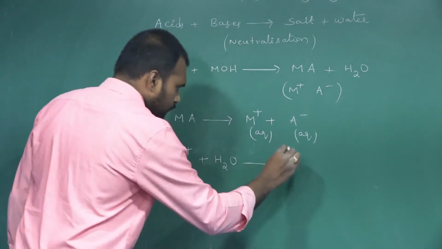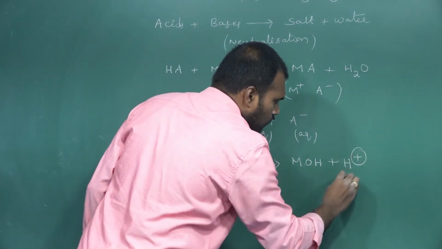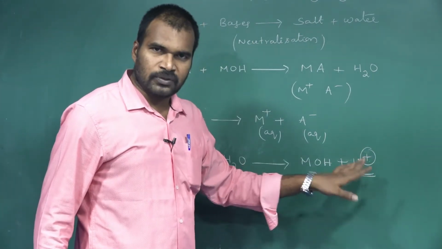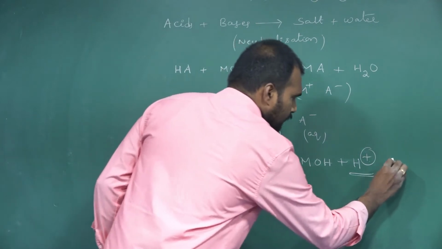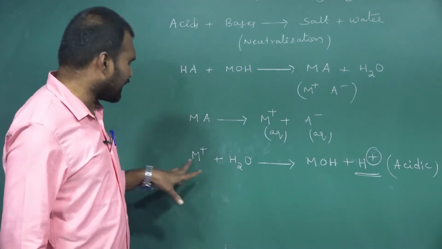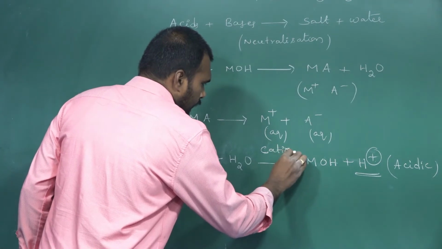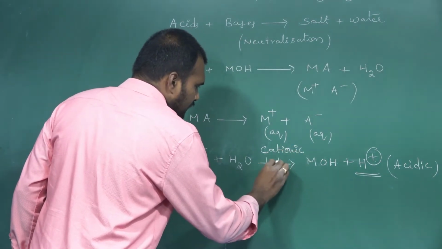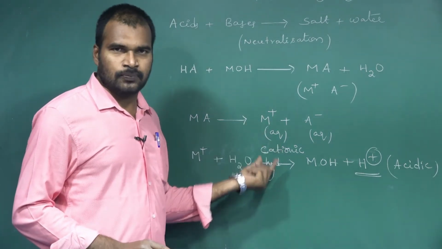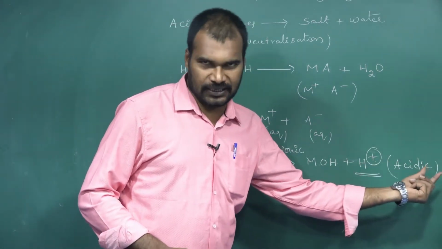They generate MOH and they liberate H+ ions into the solution. Okay, if they liberate H+ ions into the solution, then the resulting solution becomes what? Acidic. So which ion is undergoing hydrolysis here? Cation. So this hydrolysis we call it as what? Cationic hydrolysis. So one point you should remember, if there is a cationic hydrolysis, they release H+ ions into the solution, so the resulting solution becomes acidic.